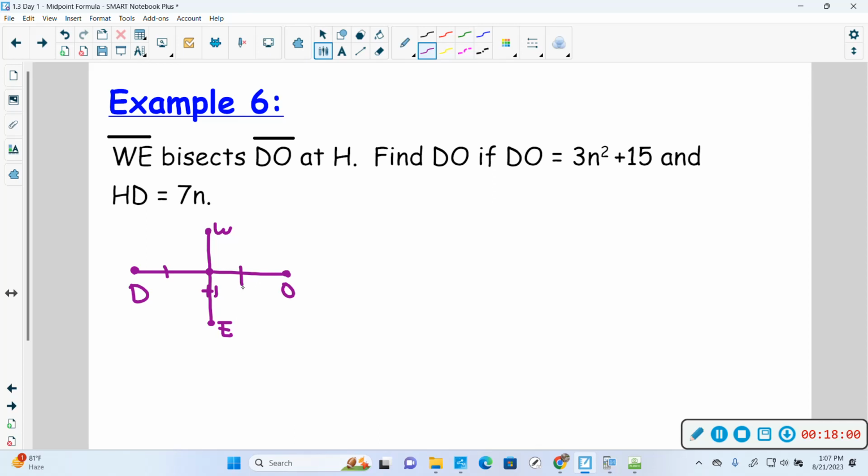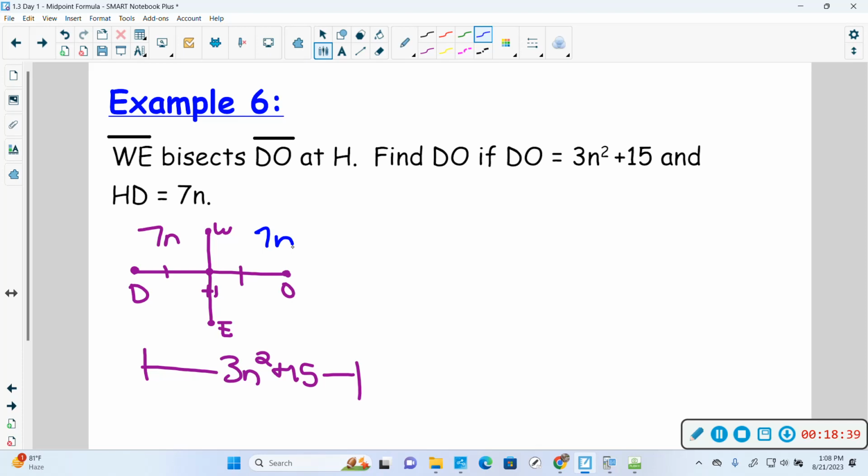Okay, find DO. If DO is 3n squared plus 15 and HD is 7n. So similar setup to the last one. So HD is 7n. Got it. Now, careful here. D all the way to O is the 3n squared plus 15, the whole thing. So kind of like the last one, we're going to use segment addition postulate, but we have to know if the left is 7n, what are you writing down for the right? What's the right side? 7n. They're the same. Perfect.